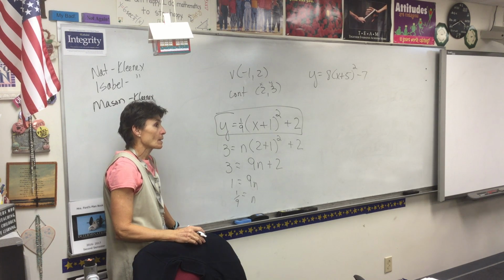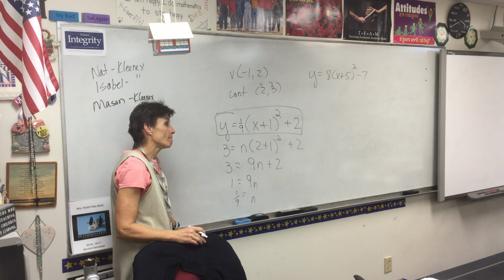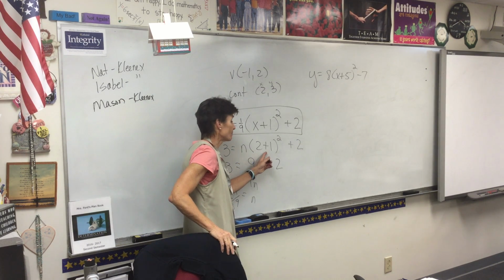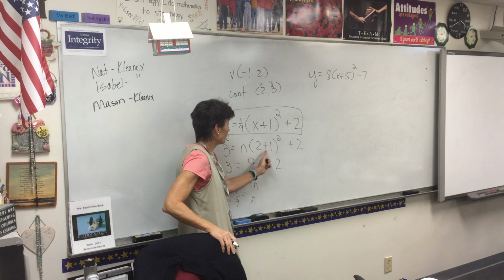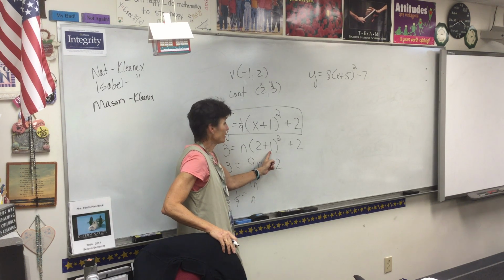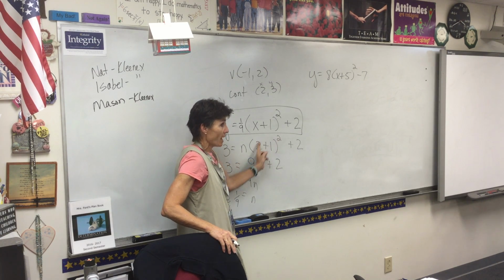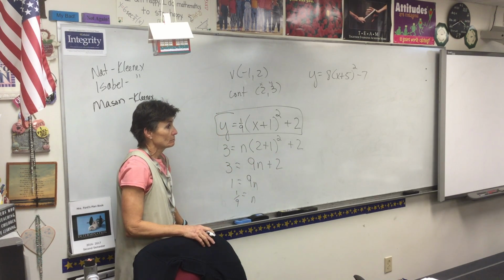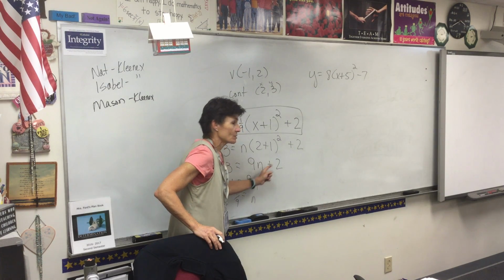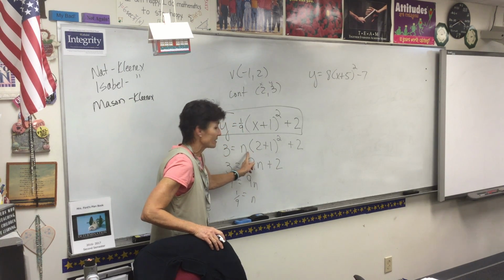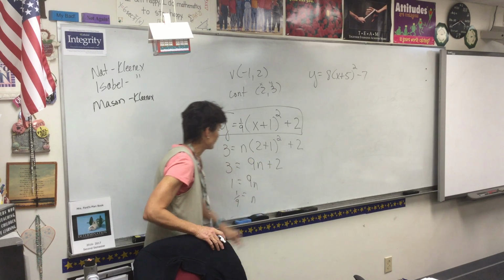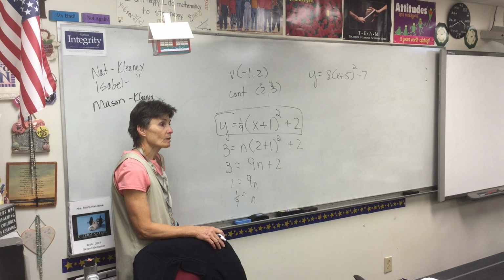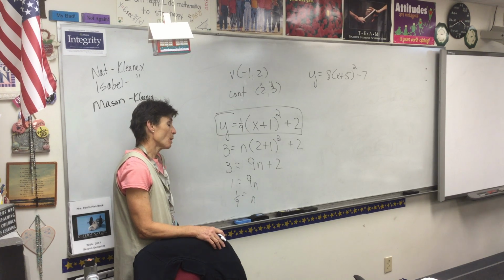Can you go through the multiplication with this right here? Yeah. Okay. You got 9n. 2 plus 1 is 3. Squared is 9 times n, 9n, and then plus 2. These don't add. This one's the n's. So it's 9n plus 2. Okay?